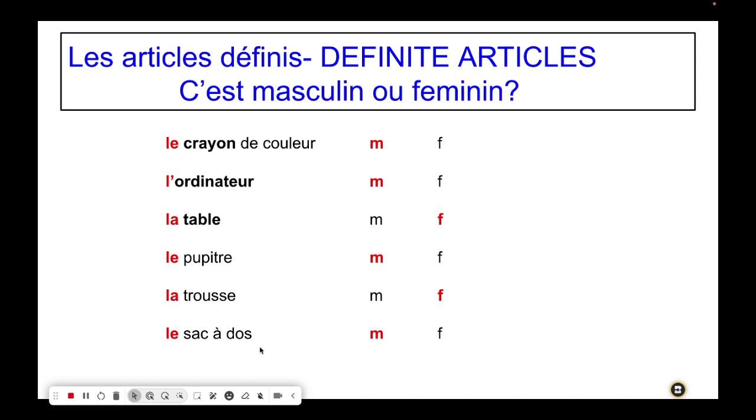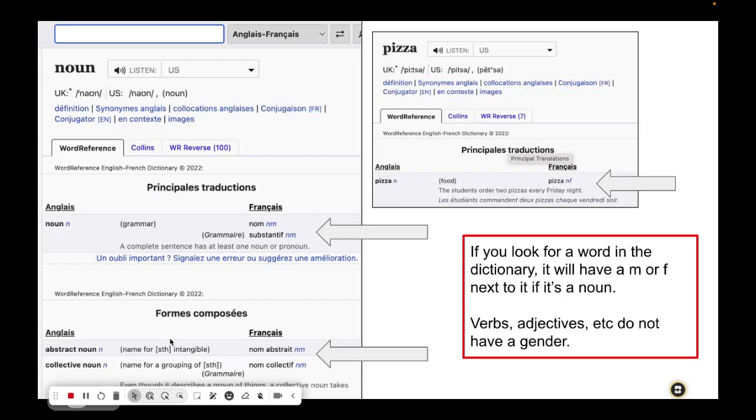And then le sac à dos means the backpack. It is masculine because it has le at the beginning. So again, to answer the question about how do you know if it is masculine or feminine, as I said before, I will always, when I teach you a word for the first time, and this is how you do it, because most of the nouns that end with an E are feminine, most of them, but not all of them. And to make sure that you have the correct one, every time when I'm teaching you something, I will put un or une or le or la at the beginning to show you if it's masculine or feminine.